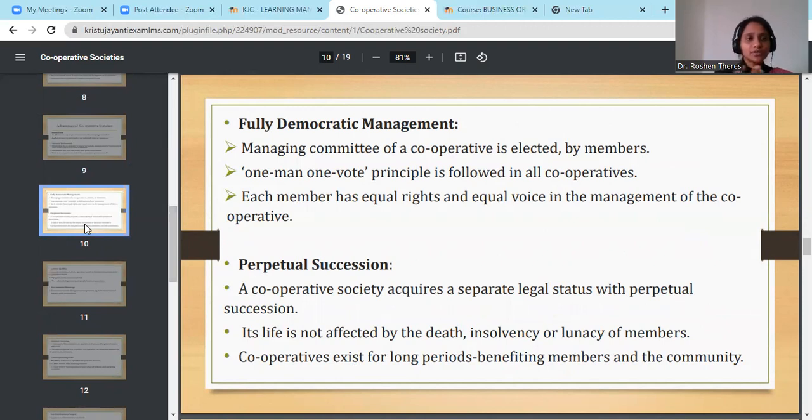The ownership or the membership in the cooperative society can be transferred. Membership is voluntary, and members can take leave from the cooperative society. That's all. It will exist for longer periods, benefiting the members as well as the community.